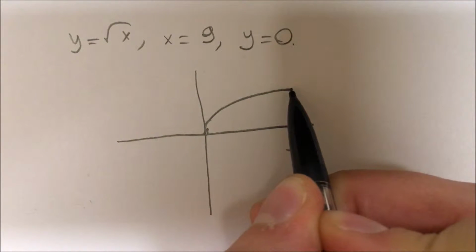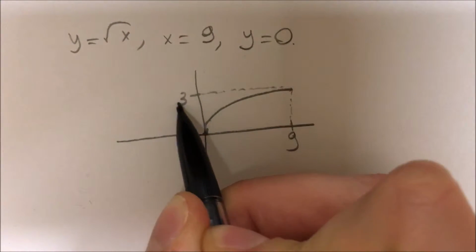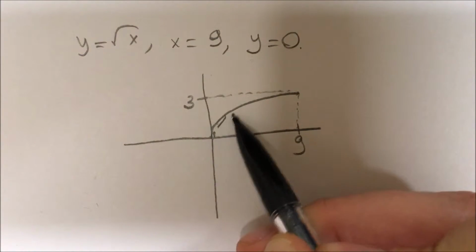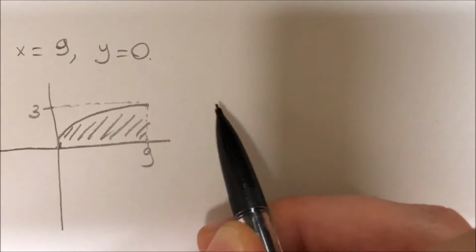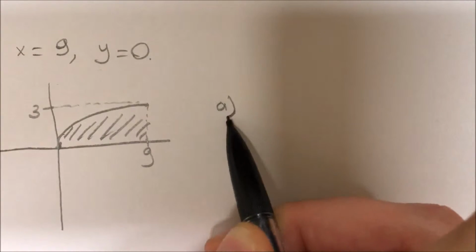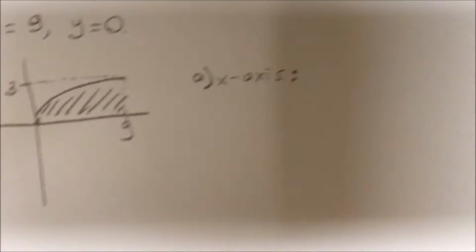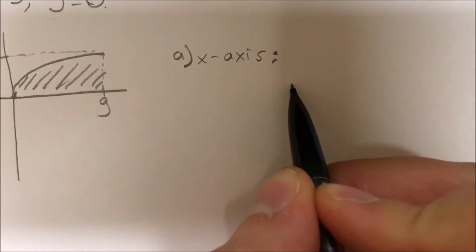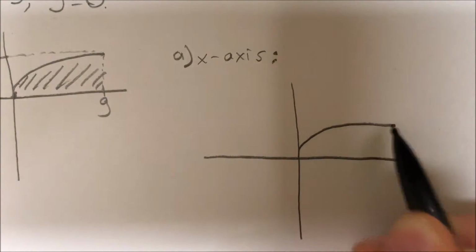Now the endpoints are 0 to 9 on the x-axis and 0 to 3 on the y-axis because our graph is y equals root x. We should shade this region, and this is the region that we are going to rotate around different axes. So our first question is to rotate this around the x-axis. Since we are rotating it around the x-axis, we'll be dealing with the variable dx. So we'll use the endpoints 0 to 9.